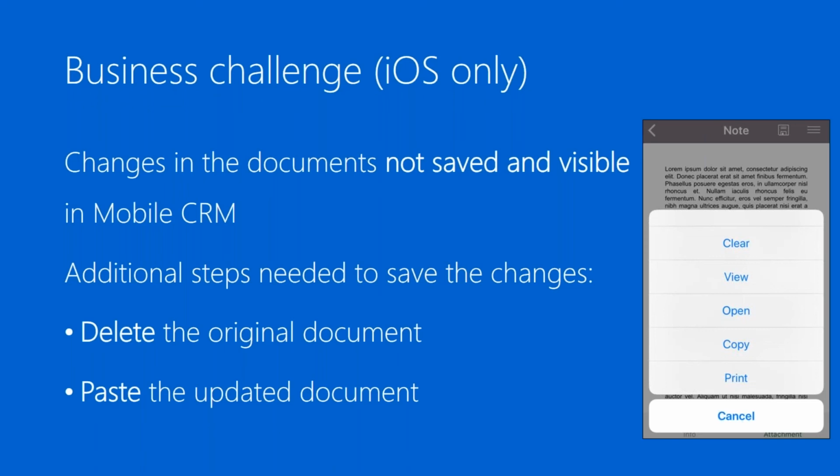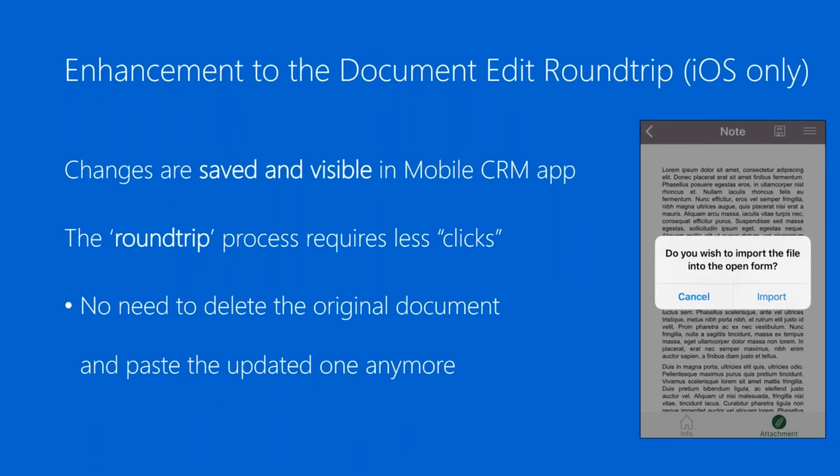This feature is working perfectly on Android and Windows 10 devices. But due to some restrictions and limitations on the iOS platform, the process of the document edit roundtrip is a little bit more complicated. It requires some more steps, so the user needs to at first delete the original document, and after deletion he needs to paste the updated document in the Resco application.